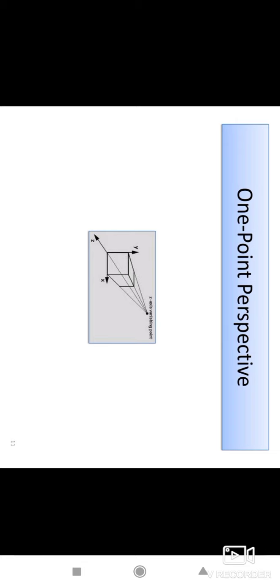We are projecting on the XY plane, that are parallel to the Z axis vanishing point is given. Okay, parallel to the Z axis, but that will converge at some point. Okay, so that is known as Z axis vanishing point. That is the 1 point perspective. Here we have x and y. Okay, they are parallel to the x-axis and y-axis.